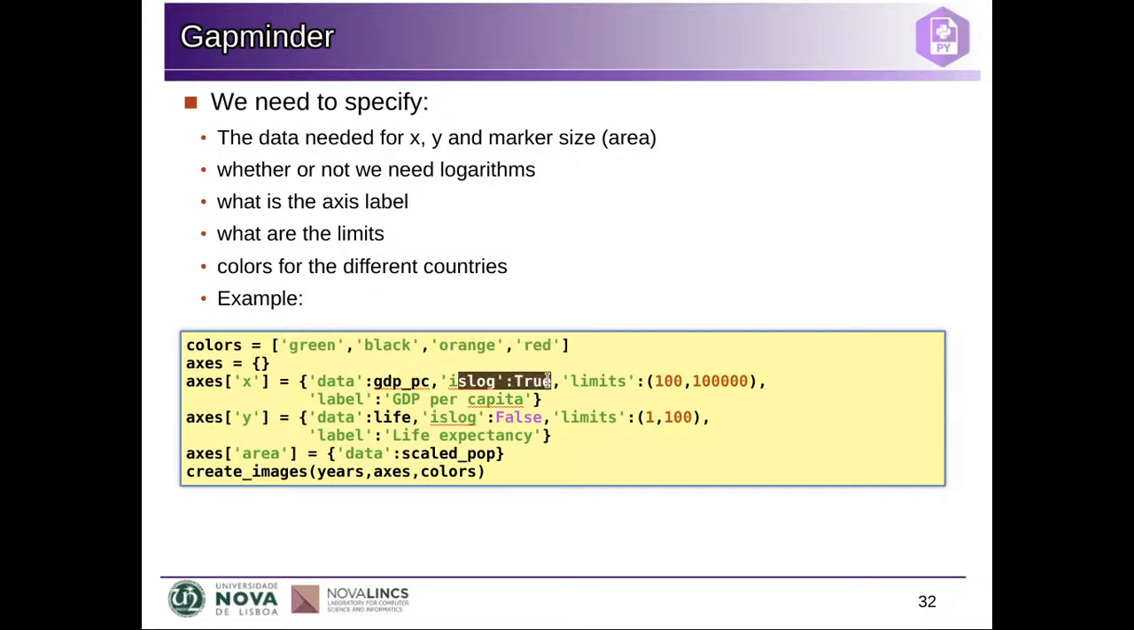We're going to set it to a logarithmic scale, and the limits for this axis will be between 100 and 100,000. The y-axis will have life expectancy, will not be logarithmic, will have this scale, and this is the label for the axis. And the area will just have the scaled population data, because area will not have logarithmic and things like that. So this is the dictionary that we're going to send to our function here for the axis.